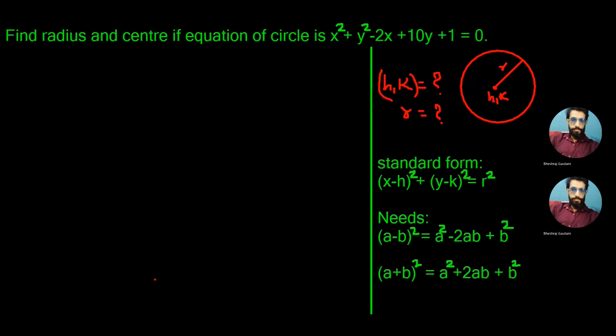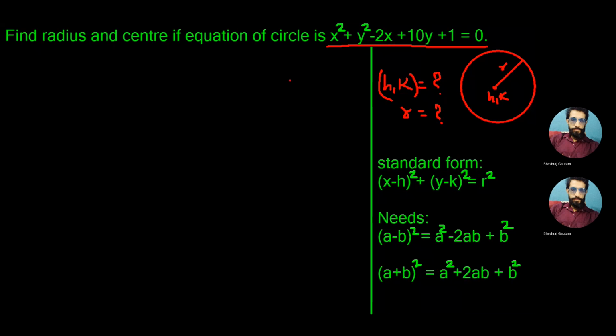Let's learn the way to find the radius and center of a circle if the equation of a circle is given. Our today's question is x square plus y square minus 2x plus 10y plus 1 is equal to 0. And to solve this type of question is a little tricky.